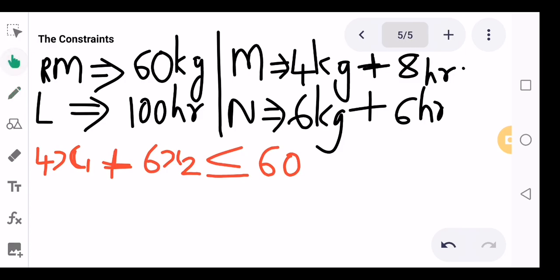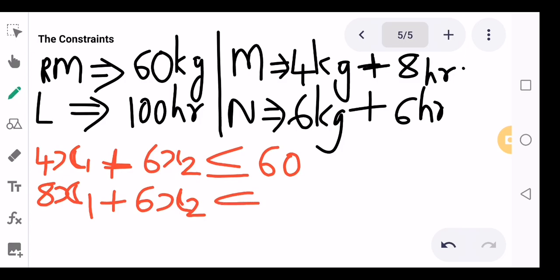The second equation that we are going to form is with respect to labor. For product M, 8 hours of labor per unit is required per week. So we write 8 hours of labor for x1 units, 8 hours into x1 units, plus 6 hours for product N. How many units of N are we going to produce? x2 units. This has to be less than or equal to 100 hours.